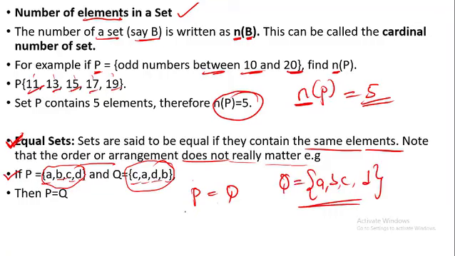What matters is the members of the set. Okay, so we are looking at the members, not the arrangement. So we say that P is equal to Q. And when two sets are equal, we say that they have the same elements. When they have the same elements, they are equal.